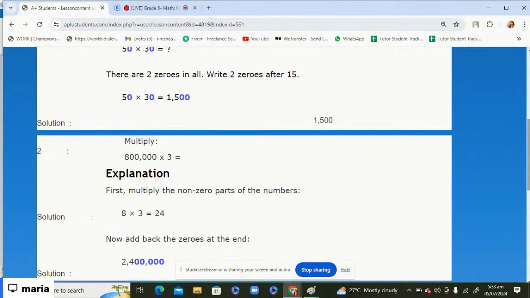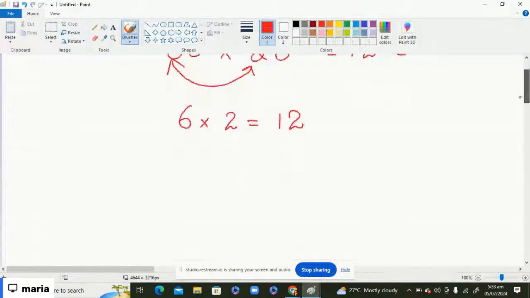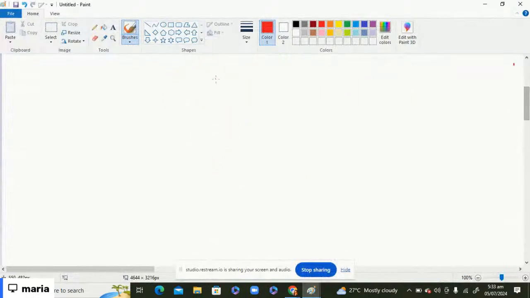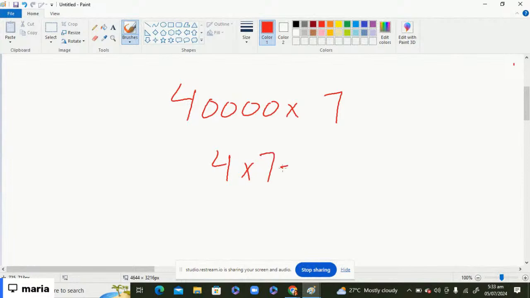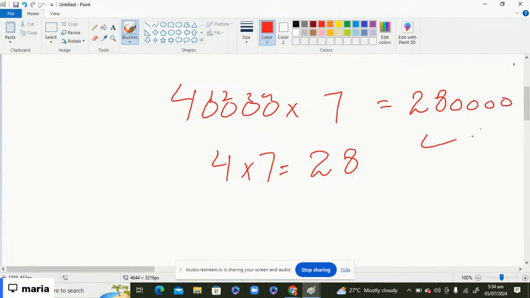For example, if you have a question like this, 40,000 times 7. Same thing, you multiply 7 with 4, put it here, and count how many zeros. 1, 2, 3, and 4. Like this, you put them. Understand or not? This is so easy. Okay, now let's do the next.